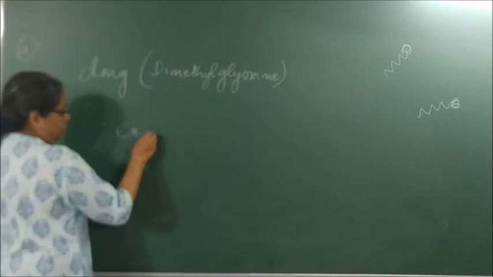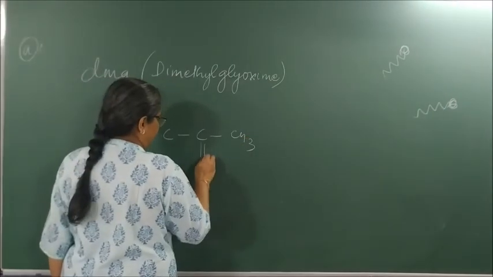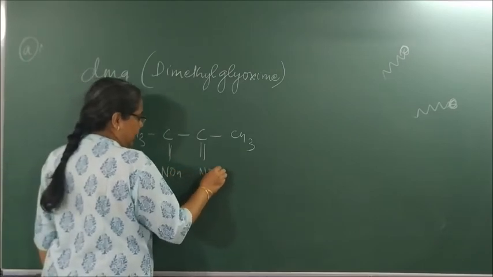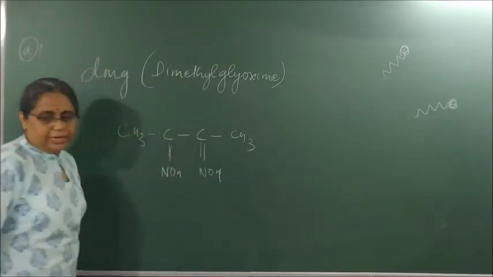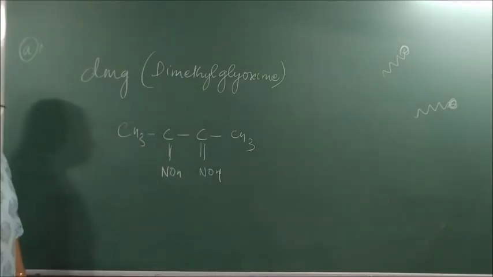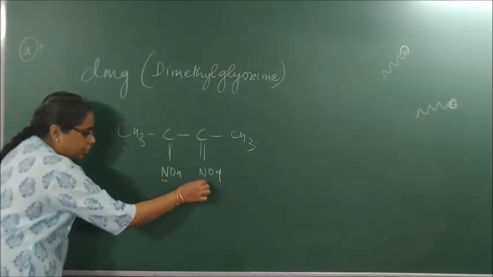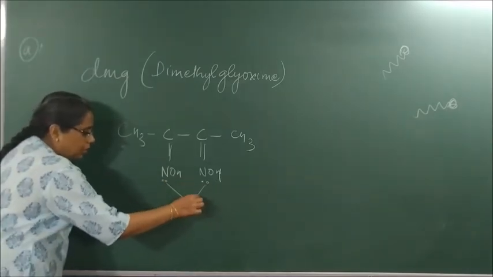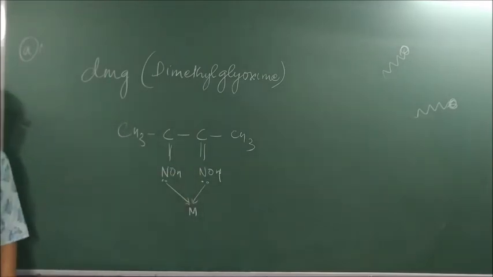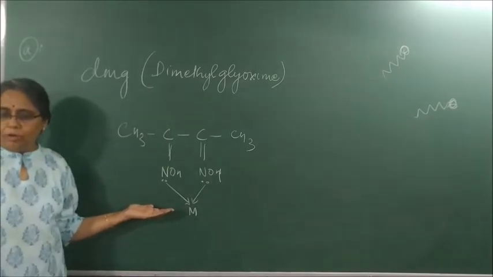CH3, C, single bond C, CH3, double bond NOH and NOH. Please write dimethyl glyoxime. It links through the donor atom, the lone pair of electrons of the nitrogen atom. It is called DMG or dimethyl glyoxime.